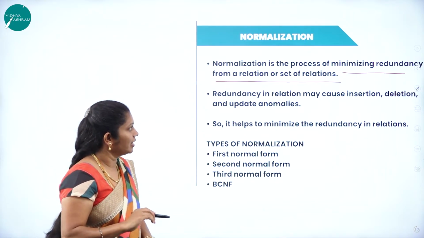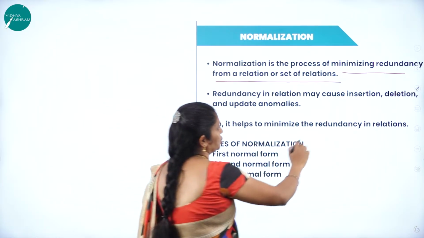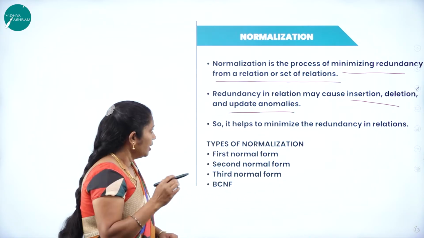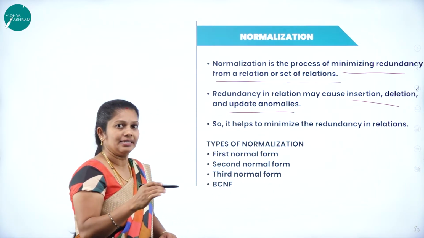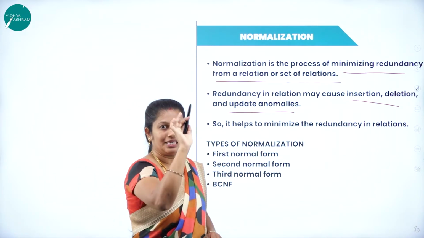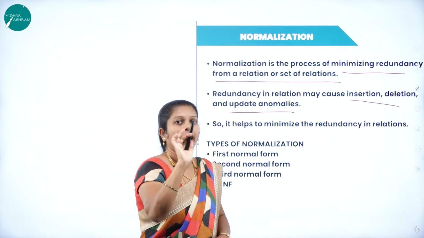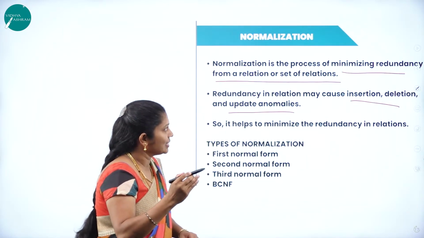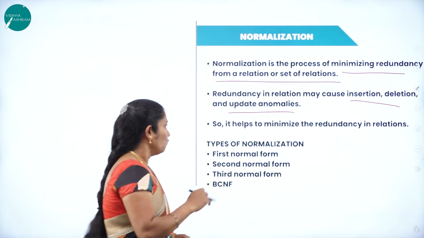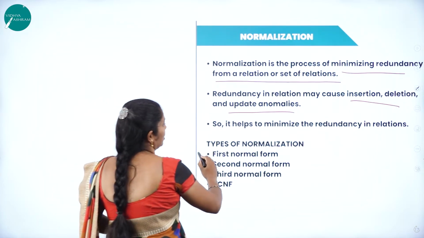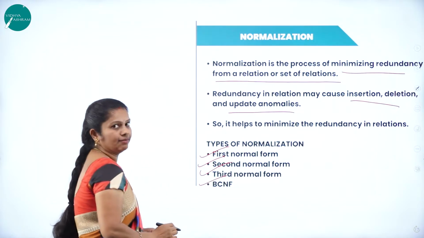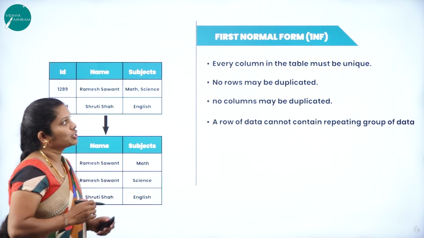Redundancy in a relationship may cause insertion, deletion and updation anomalies. So it helps to minimize the redundancy in any relationship, in any table, in any information. We have to avoid the repetition. Redundancy means repetition. When we come to types of normalization: first normal form, second normal form, third normal form, BCNF form. Next, we'll explain first normal form.